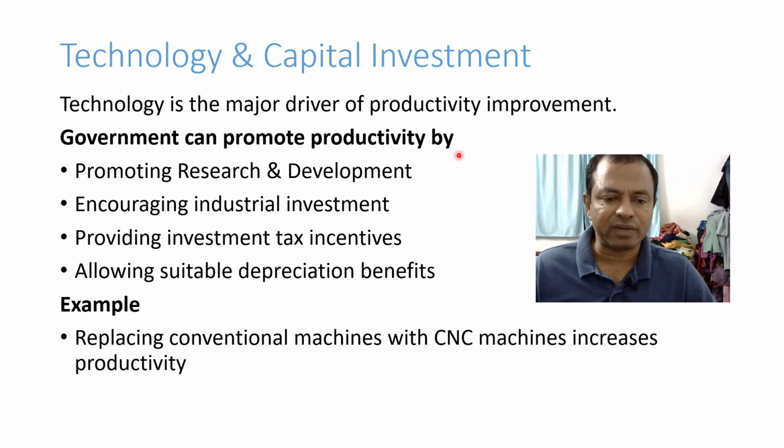Government can promote productivity by promoting research and development, encouraging industrial investment, providing investment tax incentives, allowing suitable depreciation benefits. Then example, replacing conventional machines with CNC machines increases the productivity, that we know. So when technology increases, productivity increases. Capital investment means investment in fixed assets like machineries, plant, infrastructure, etc.